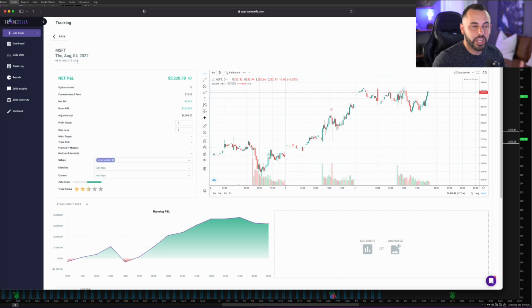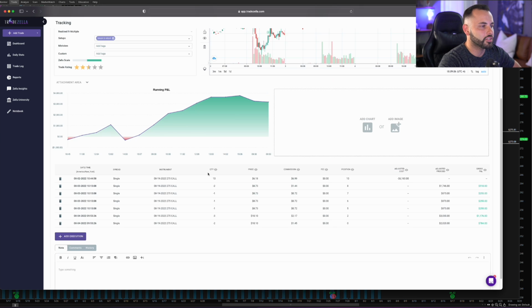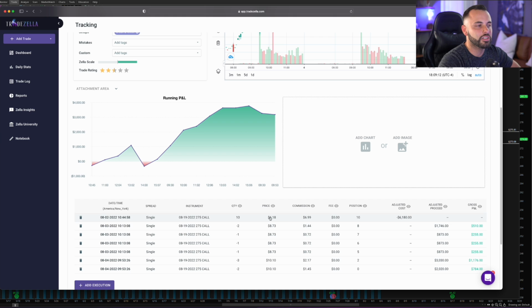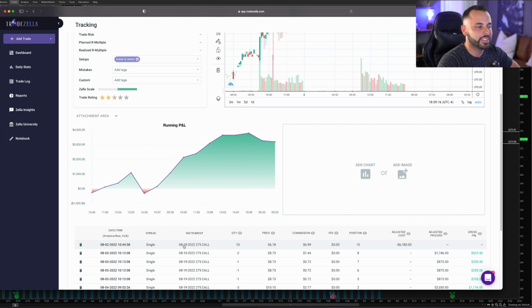So guys, we are now in TradeZella, and we can sort of break down everything about the trade, break down the statistics of the position, and go through everything that you may be wondering. So here on Microsoft, you can see that I took an August 19th 275 call, and I took 10 contracts. If I scroll down, I took them at $6.18. I'll go ahead and zoom in here so we can see this a little bit better. $6.18, 10 contracts, the 275 August 19th calls.